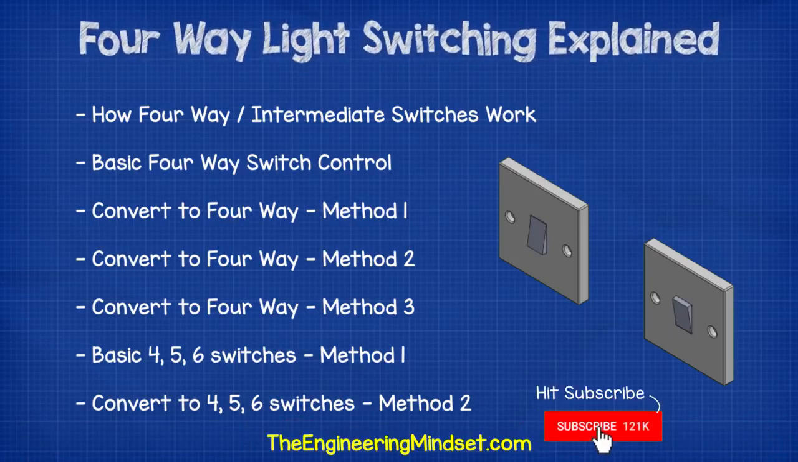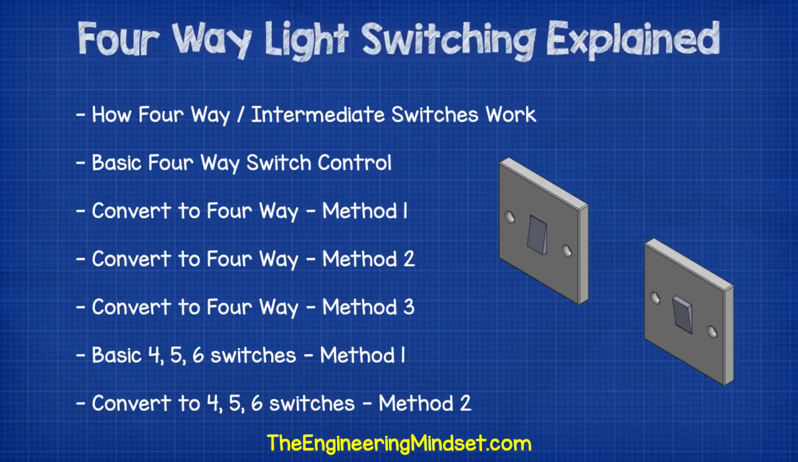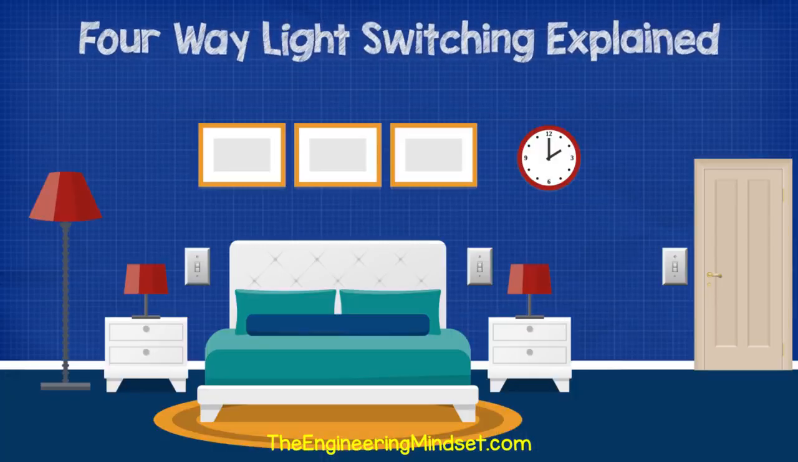In this video, we're going to be looking at 4 different ways to control a light using 3 separate switches, and then we'll also look at 2 different ways to control a light with 4, 5, 6 or more switches. This is very useful, for example, to control the lights on some stairwells to different floors, or perhaps from either side of the bed and one at the bedroom door like you might find in a hotel room.